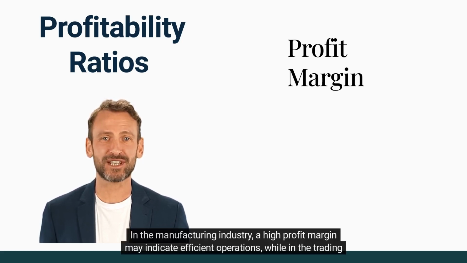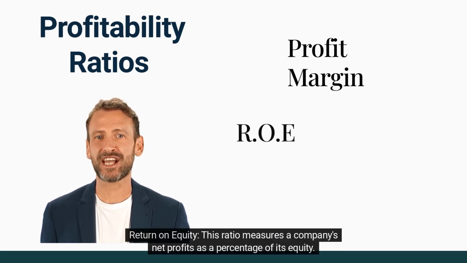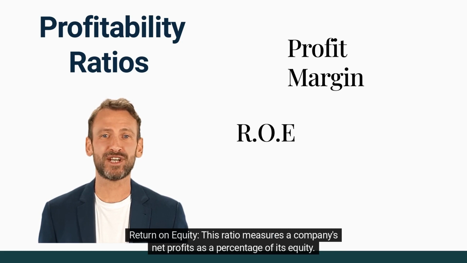In the manufacturing industry, a high profit margin may indicate efficient operations, while in the trading industry, a lower profit margin may suggest a more competitive market. Return on equity. This ratio measures a company's net profits as a percentage of its equity.